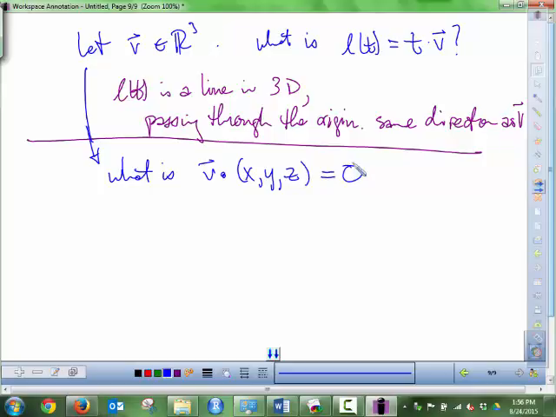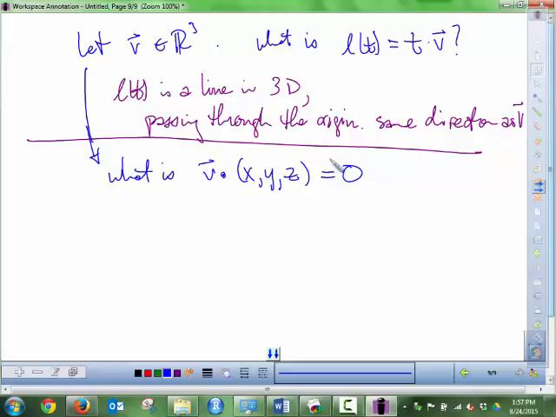And is this a 0 vector or is it a 0 scalar? V dotted with a vector x, y, z equal to 0. Is that a scalar or a vector? Scalar, because it's a dot product, right? You dot 2 vectors, you get a scalar. So this is a 0 scalar. So this is just a number. What do you think this is equal to?